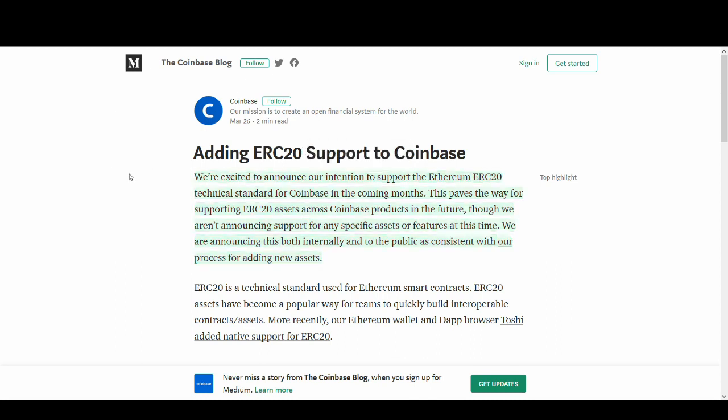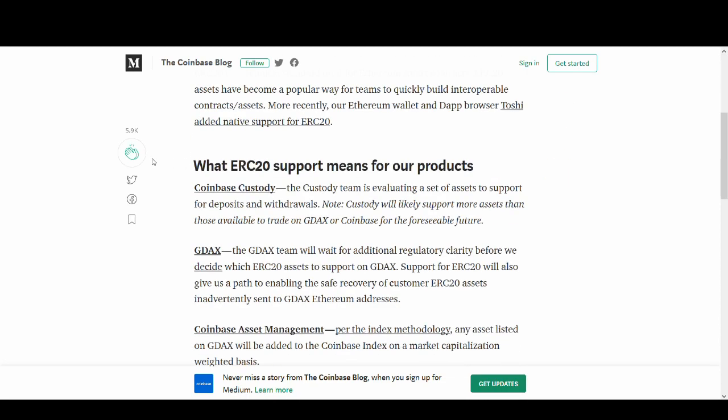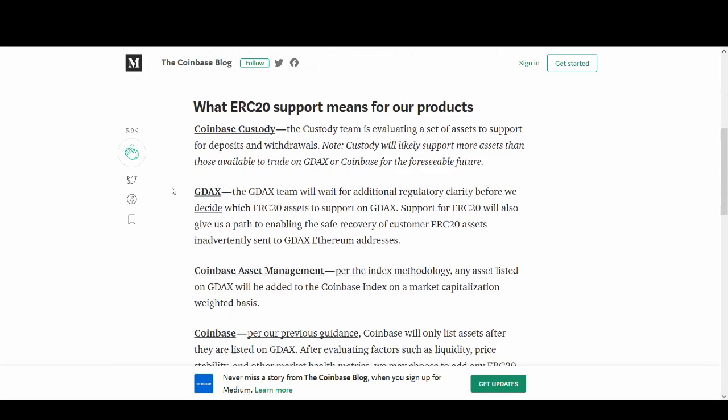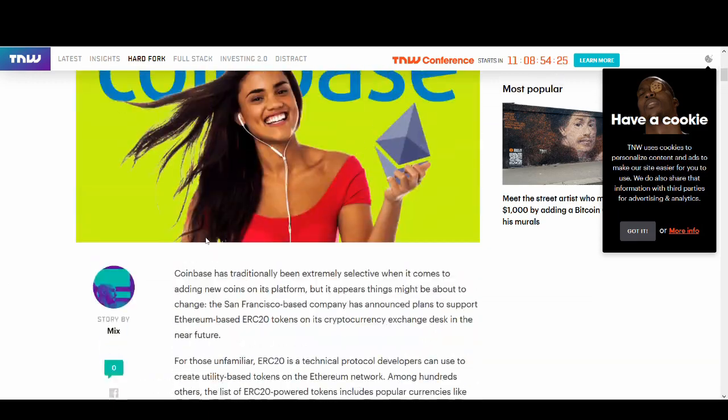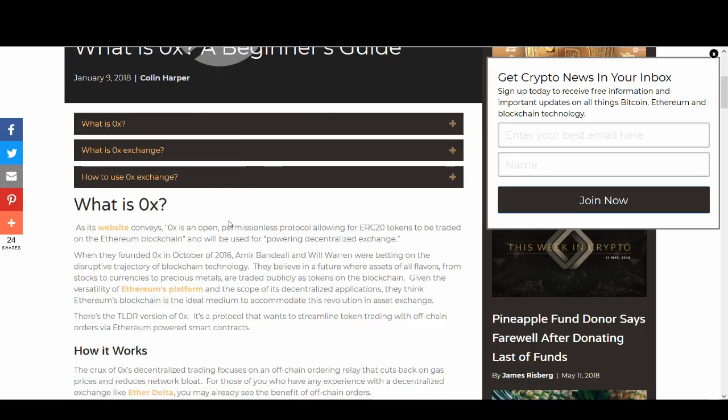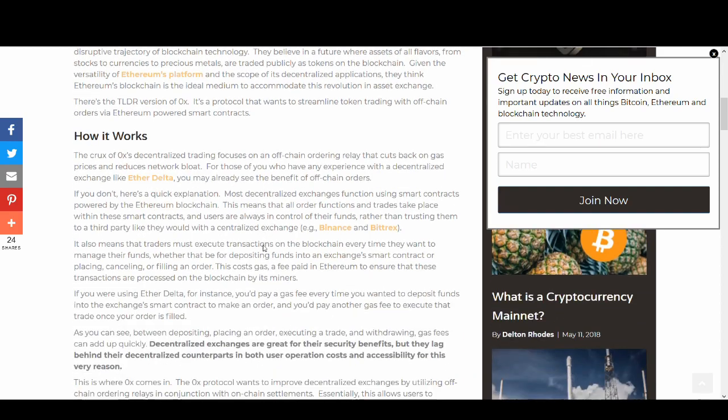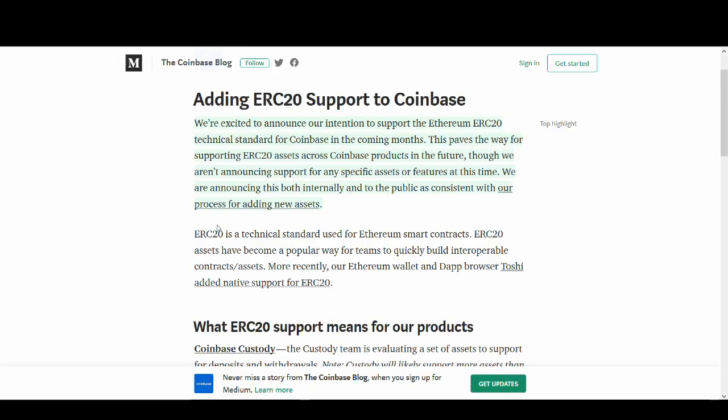So let's get on to the next point now. Coinbase released this on March 26th. They're adding ERC20 support to Coinbase. So the next question we can ask ourselves is whether 0x is an ERC20 token or not. 0x is an open permissionless protocol allowing for ERC20 tokens to be traded on the Ethereum blockchain, and it will be used for powering decentralized exchange. So 0x is an ERC20 token, so it meets this criteria.